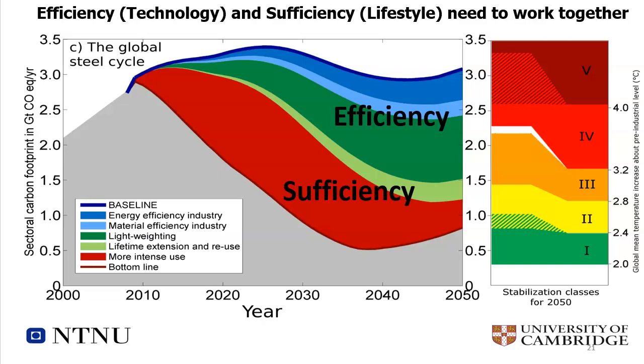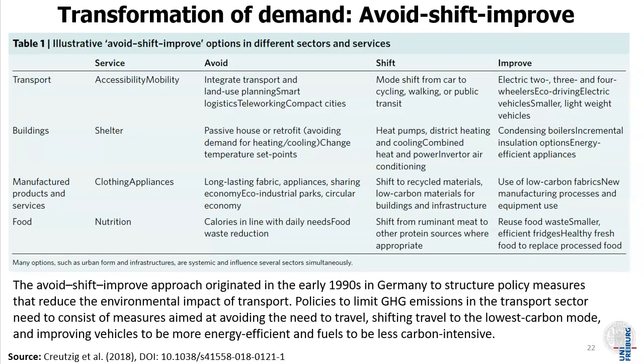We need a system change, for example having more efficiency, but we also need an individual change, a lifestyle change. One good pattern to illustrate this is the so-called avoid, shift, improve framework that has been mostly used in transport policy design, but that can also be used in other contexts. So avoid is again the lifestyle thing.